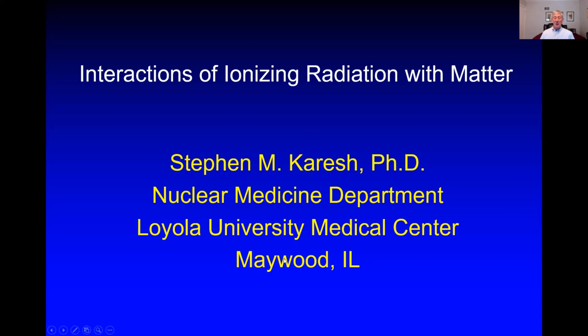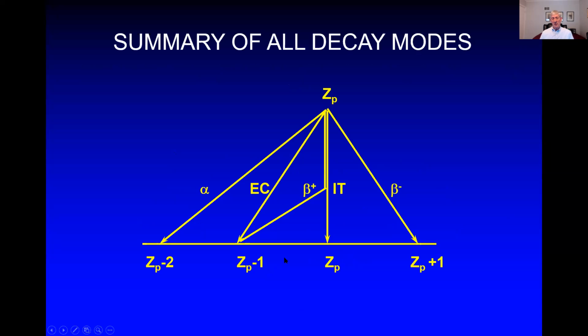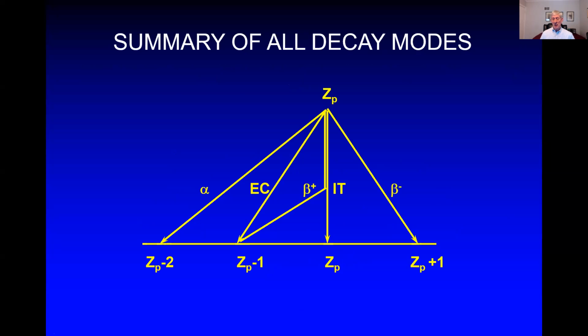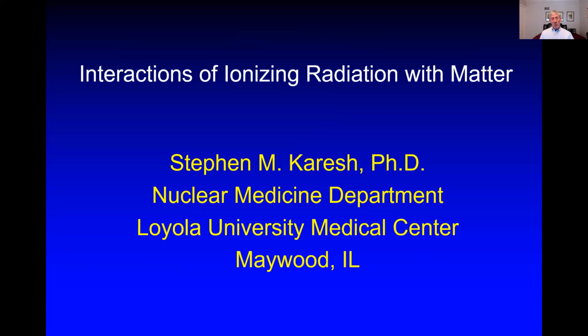I think you'll recall that last week we finished with this diagram, which showed the directions of all the lines for all the different modes of decay. And the last question I asked you was, of course, what mode of decay was associated with each of the different lines. And that was the last slide of modes of decay. And now we're going to start on interactions of ionizing radiation with matter.